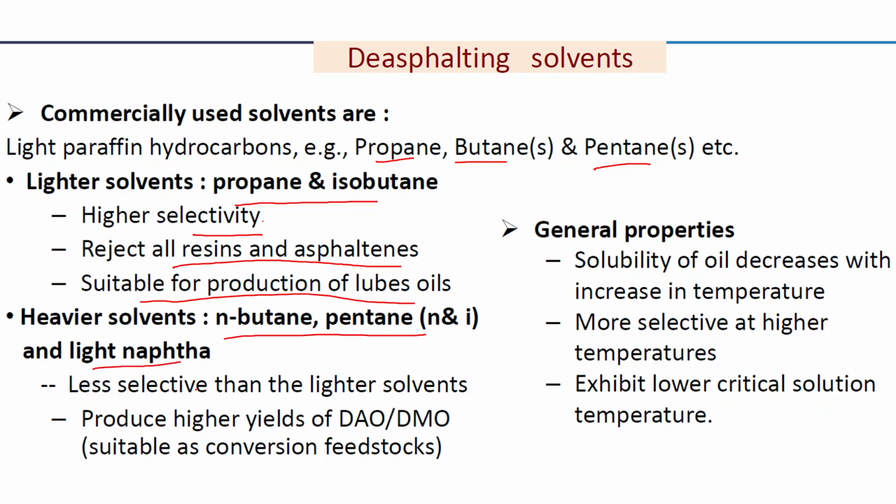Another is the heavier solvents, that is n-butane, pentane, and light naphtha. They have less selectivity for lighter products, so they may also dissolve some amount of asphaltene, and produce higher yields of the asphaltene oil.